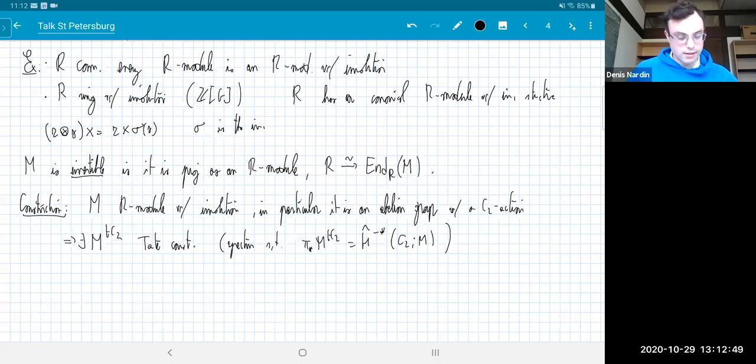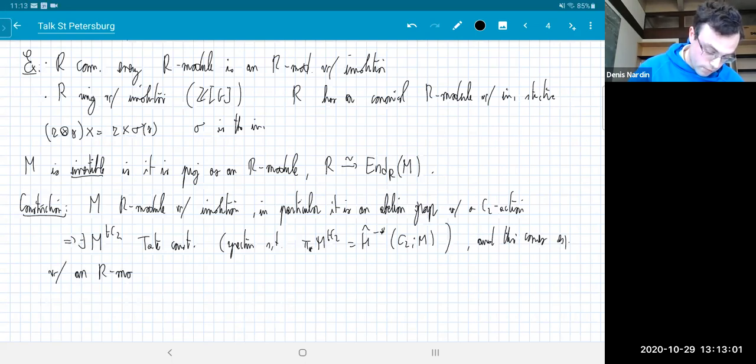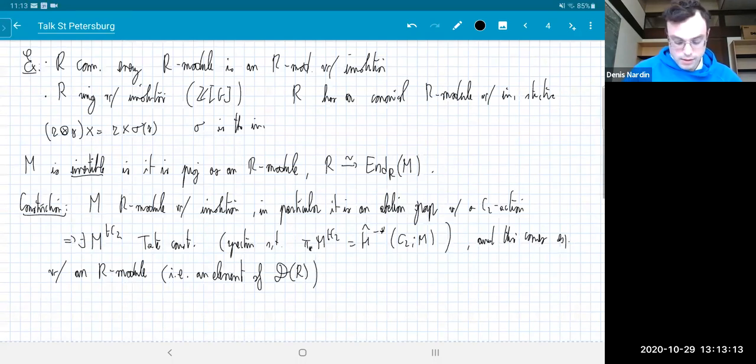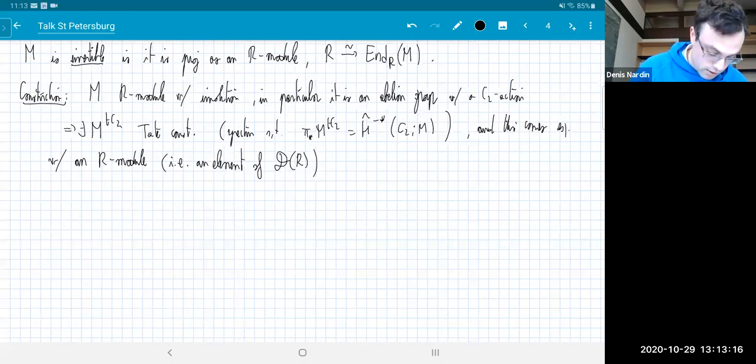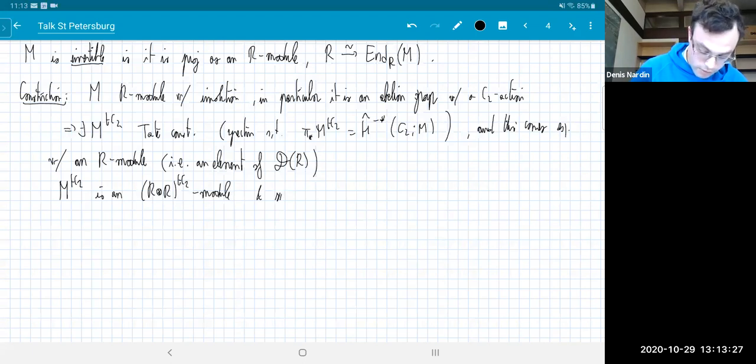And a priori this has no R-linear structure, but the point is that this comes equipped with an R-module structure. And here I really mean an R-module spectrum. So it's an element of the derived category of R. And this is coming because the Tate construction is lax symmetric monoidal, so M Tate C2 is an R tensor R Tate C2 module. And we use the Tate diagonal.